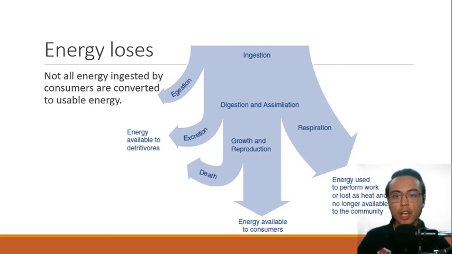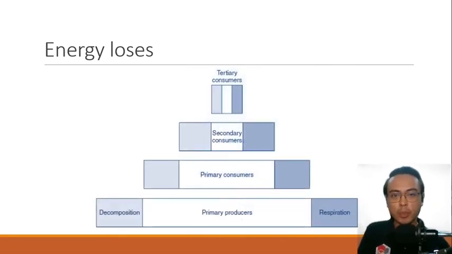We can represent energy losses in terms of this pyramid here, wherein primary producers are at the very bottom and us tertiary consumers are at the very top. You see here that a certain portion of the available energy is allotted for both decomposition and respiration. And as you go up through trophic levels, that amount of energy starts to decrease and decrease. This also explains the distribution of species. So there should be more primary producers than primary consumers.